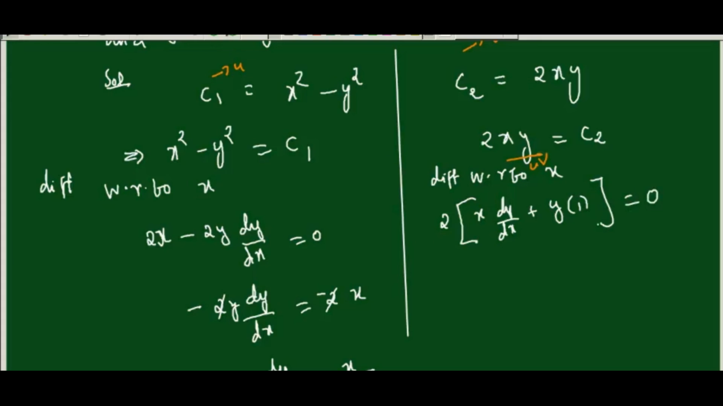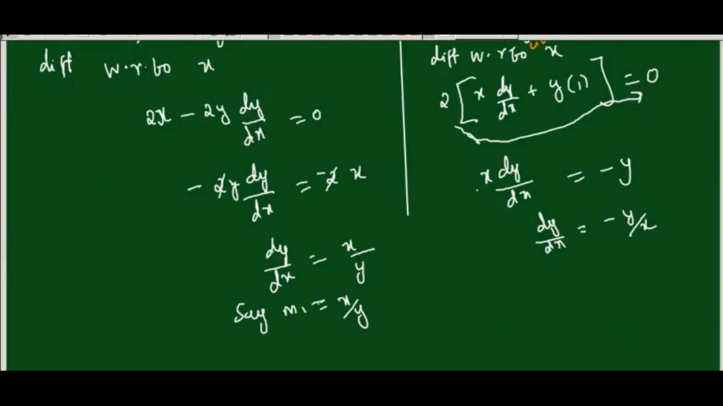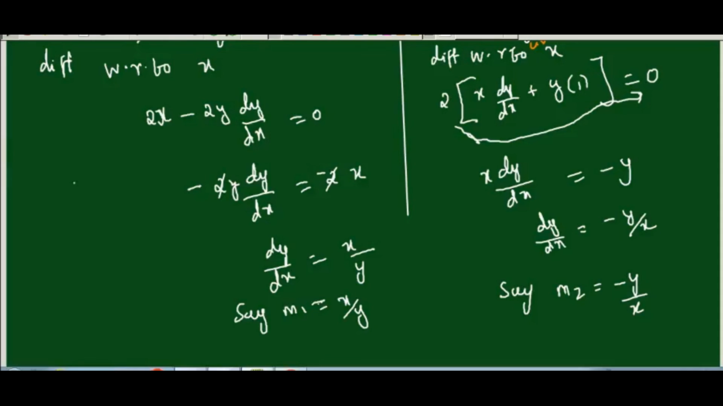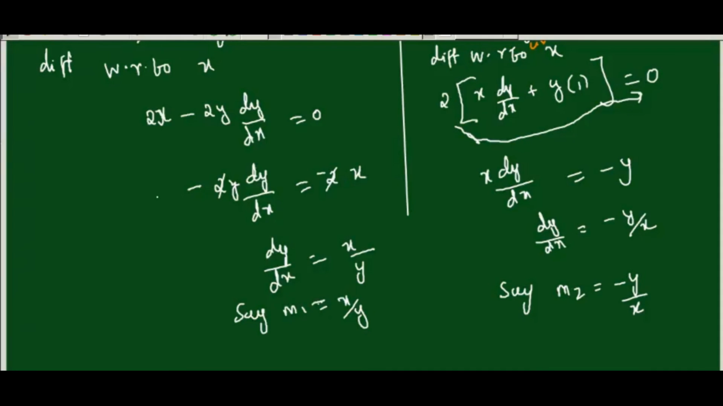So this thing we all know, right? And 2 divided by 0, sorry, 0 divided by 2 is 0, right? Remaining is x into dy by dx, which is equal to minus y, so dy by dx is equal to minus y by x. I'm bringing this x to the denominator. So m2 is equal to minus y by x. The first one I'm taking as m1, and the second one as m2.